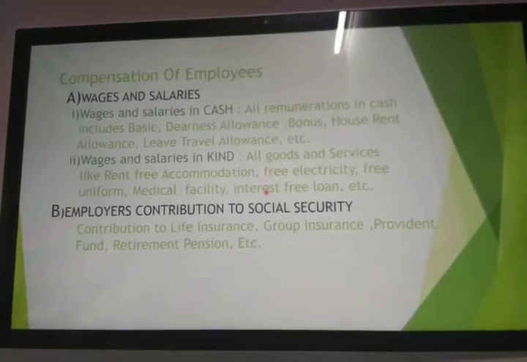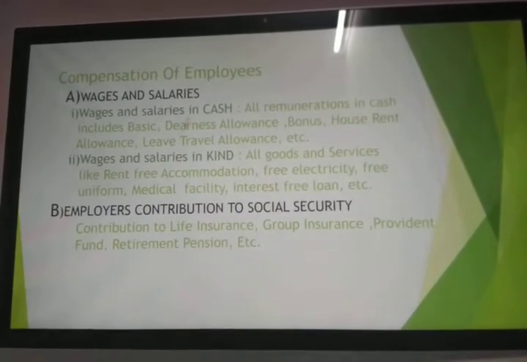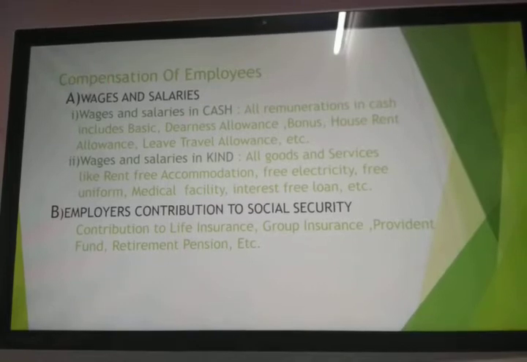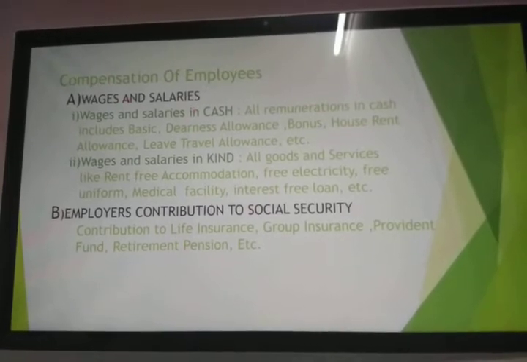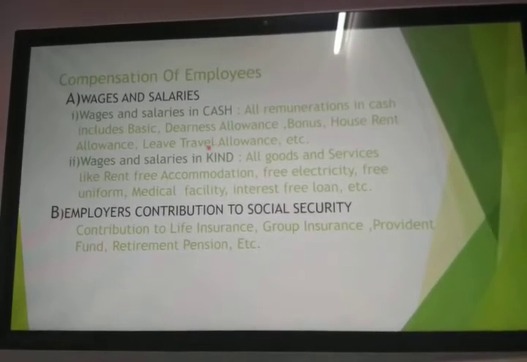So all that which is received by the worker or the employee in the form of kind, in the form of goods and services, we take it as wages and salaries in kind. So together when we add these two, we arrive at wages and salaries. And if wages and salaries is given separately, we will not consider these two separately.